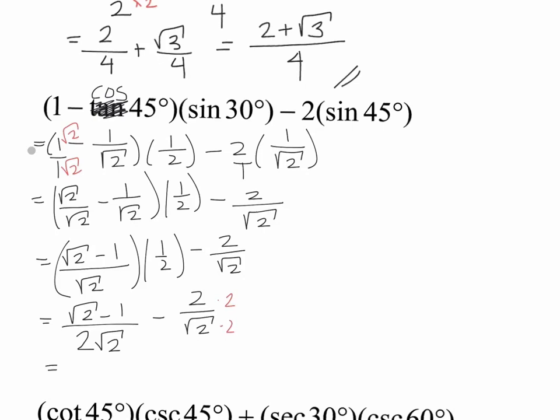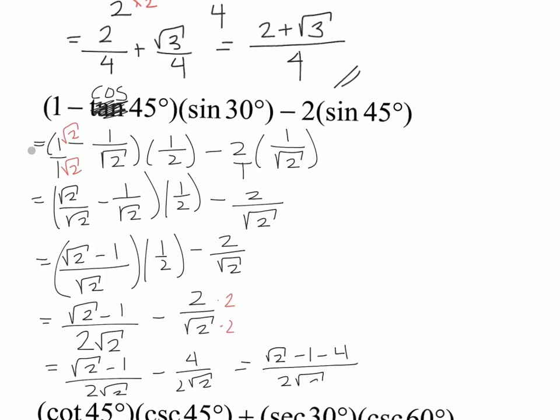So we have root 2 minus 1 all over 2 root 2, minus 2 times 2 is 4 over root 2 times 2 is 2 root 2. So now the denominators are the same, we can rewrite this as root 2 minus 1 all minus 4 all over 2 root 2. And we can finally simplify this to root 2 minus 5 all over 2 root 2.